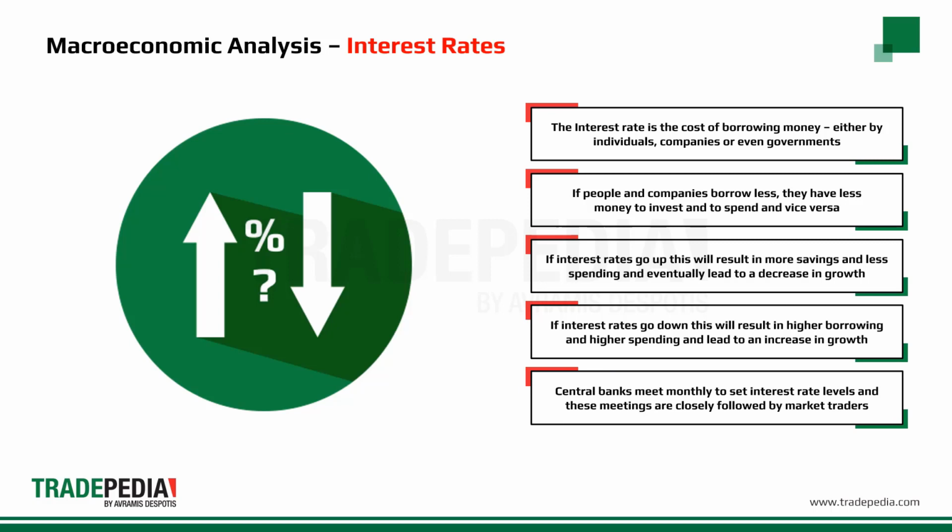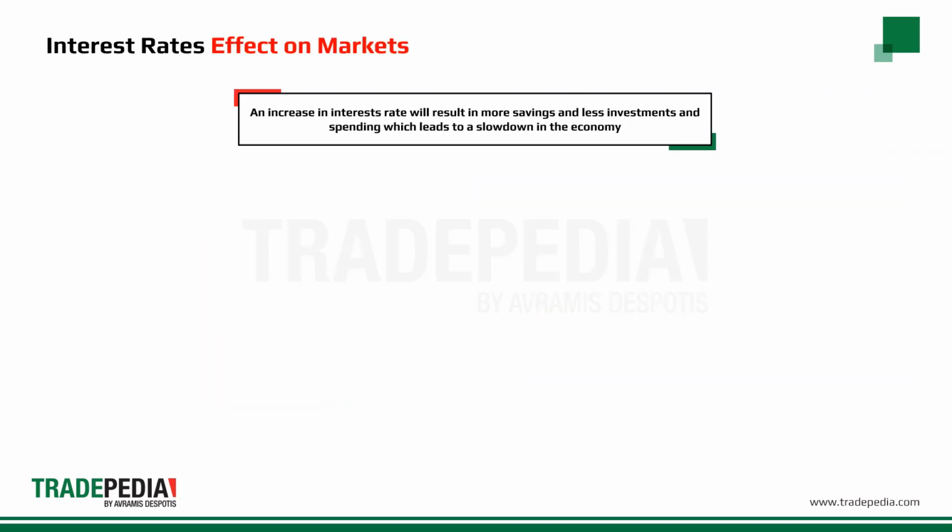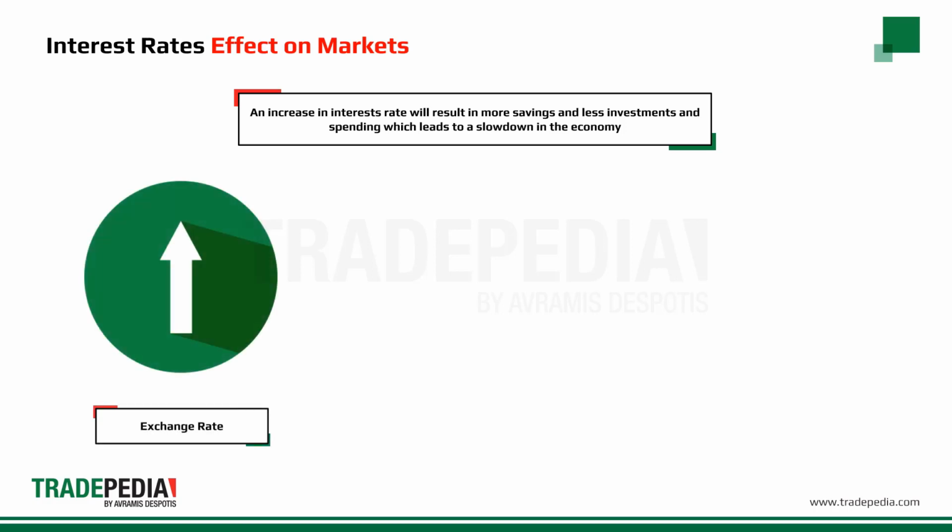Central banks meet monthly to set interest rate levels, and these meetings are closely followed by market traders. An increase in interest rates will result in more savings and less investments and spending, which will then cause a slowdown in the economy. Higher interest rates means demand for the currency increases as people sell currencies with lower interest rates in order to buy the ones with higher interest rates. This will cause the value of the currency to increase.